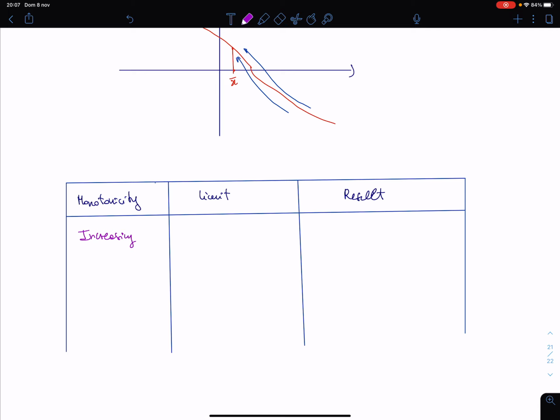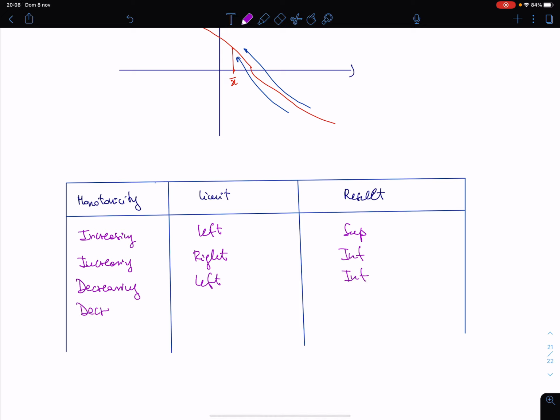and the limit is the left, increasing left limit, and the result is the sup. Monotonicity increasing, limit is the right, and then you have to take the infimum. The monotonicity is decreasing, the limit is the left limit. Think of it, left limit, so you go towards the infimum again, and you have decreasing monotonicity and right limit.